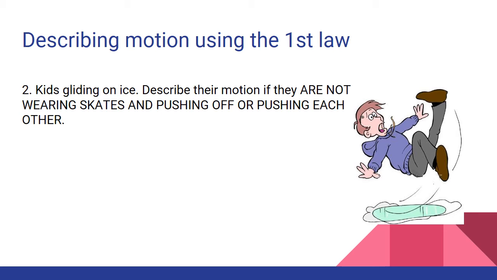The next scenario is we have some kids gliding on ice, and they are just out there without skates, so kind of gliding around on their shoes, and they are pushing off of each other in order to move around. What is going to happen to their motion? Take a few seconds, figure out an answer, and I'll be back.